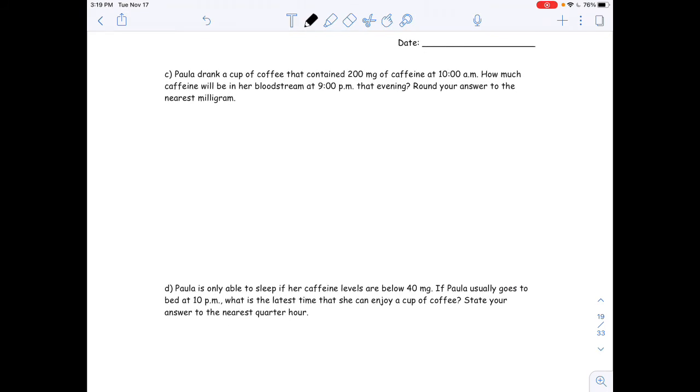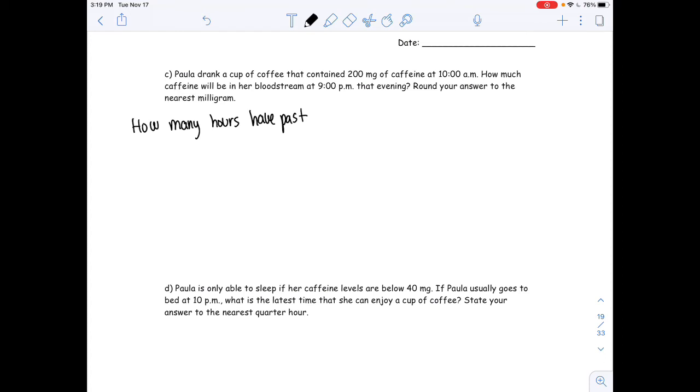Paula drank a cup of coffee that contains 200 milligrams of caffeine at 10 a.m. How much caffeine will be in her bloodstream at 9 p.m.? We first need to figure out how many hours have passed, because we know that L2 represents the number of hours since ingesting the caffeine.